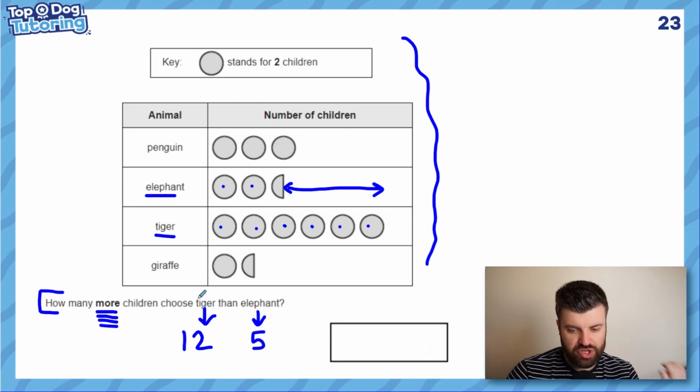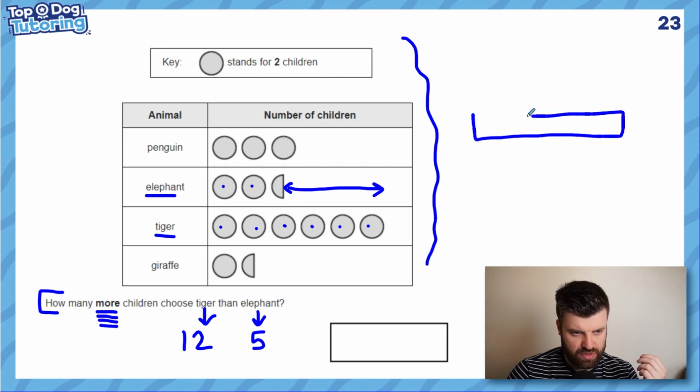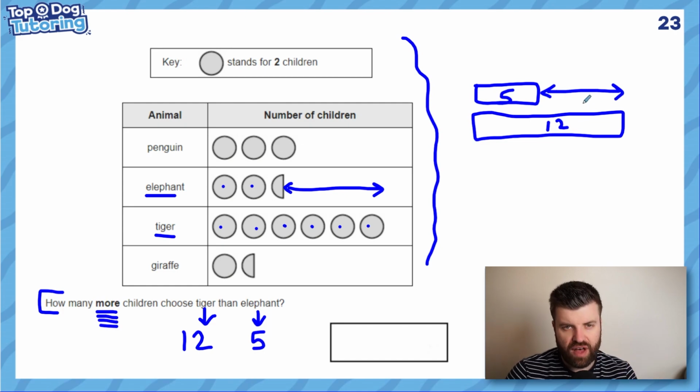How many more children chose tiger than elephant? Well, we can draw this to actually show what's going on here. If 12 children chose tiger and we have 5 children chose elephant, well, we want how much more is needed on top of 5 to get up to 12. 12 take away 5, or you can add on from 5 to get to 12. Either way, the answer is 7.